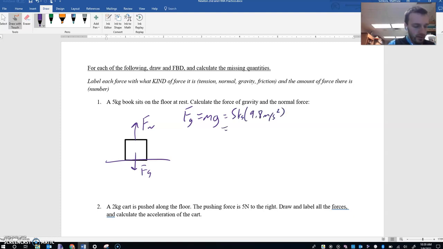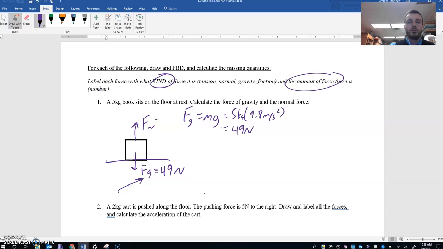And so the force of gravity down, 5 times 9.8, is going to be 49 newtons. So watch, when I say label with what kind it is and the amount of force, that's what I'm looking for. All right? For all these problems, you should be labeling the forces with what kind of force they are and how much force there is.